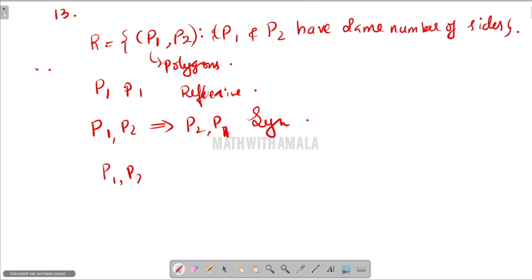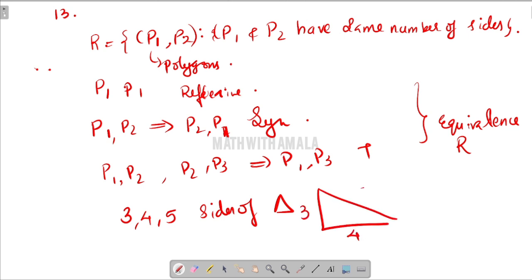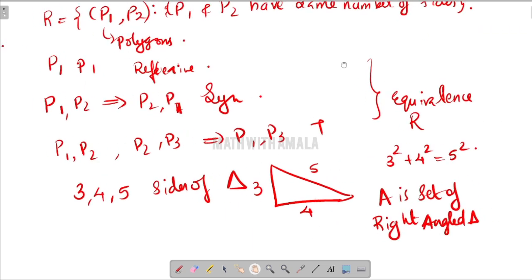Let's take P1. It is reflexive. P1 will have the same number of sides as P1 itself. If P1, P2 are related, then P2, P1 are related because they have the same number of sides. If P1, P2 are related and P2, P3 are related, that implies P1, P3 are related. Hence it is an equivalence relation. Now let's take 3, 4, 5 as the sides of a triangle. Then it is a right angle triangle because 3 square plus 4 square is equal to 5 square, following the Pythagoras theorem.